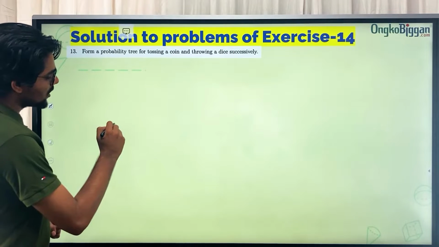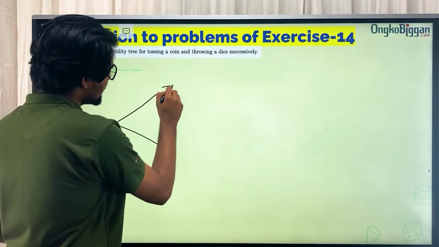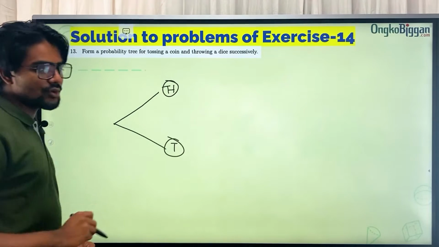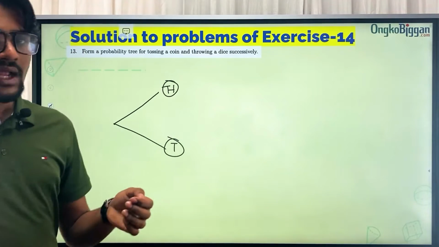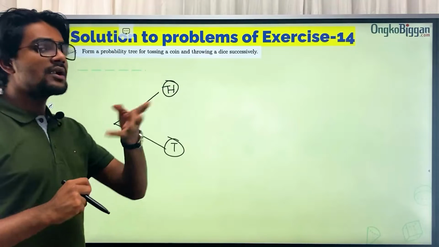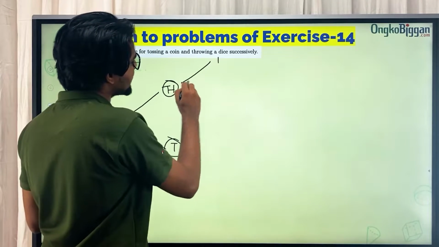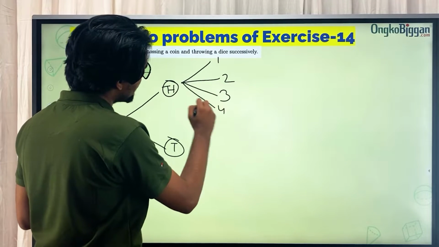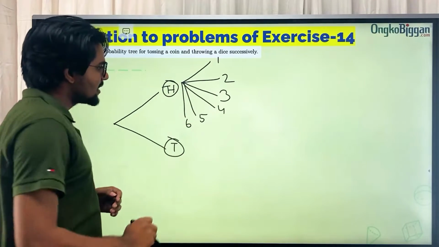After tossing the coin, we get two possible outcomes. It can be a head or it can be a tail. We don't know which one we get. Then we throw a die and we get a number from the die, and that number can be 1, 2, 3, 4, 5, or 6.